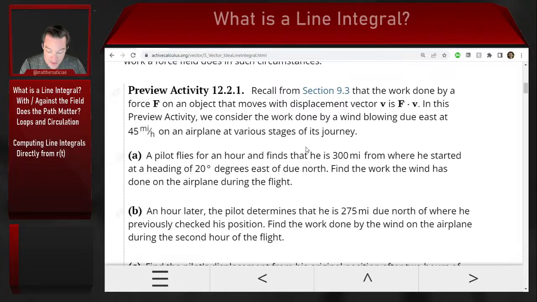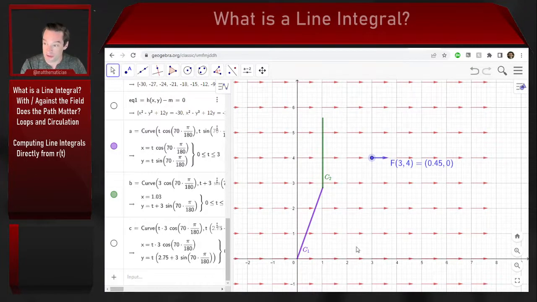The key geometric idea of work is that work is supposed to measure the parallel component of the force that goes in the direction of the displacement. Because of that, the dot product ends up being the algebraic tool that we use to compute an amount of work. The amount of work done by a force F moving an object with a displacement of v is just the dot product of F with v. So with that in your toolbox, parts A and B are just asking to quantify how much work the wind does on this airplane during these two legs of its journey.